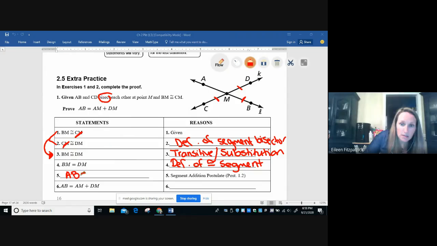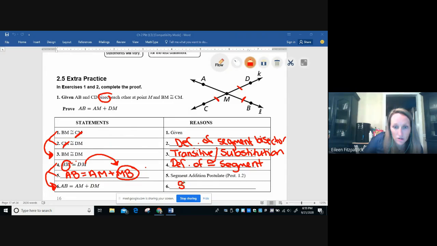AB is equal to AM plus MB, and that's the segment addition postulate. All right, then from there, let me see if these puzzle pieces fit together. Is there anything that matches, that's the same? I see an MB and an MB. The letters are not in the same order, but they're the same thing: BM and MB are the same. So could I replace this with DM? If I did that, AB equals AM, and then instead of MB it would be DM. And that is just by substitution.